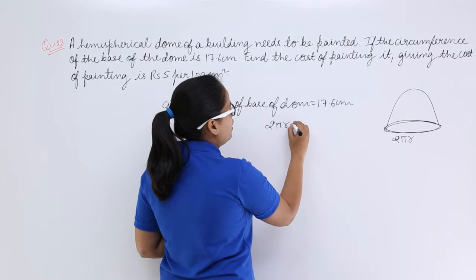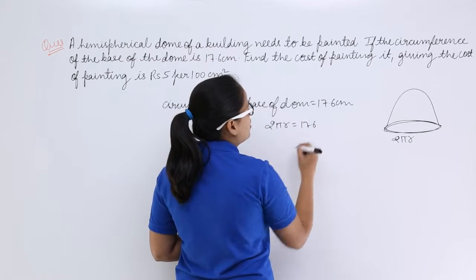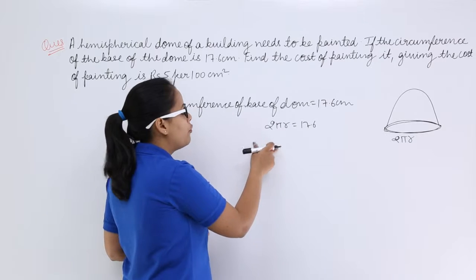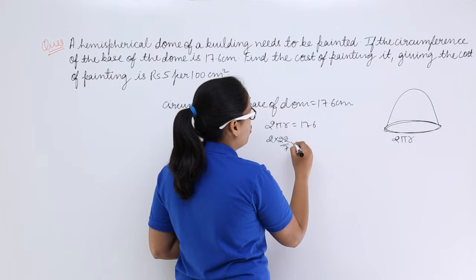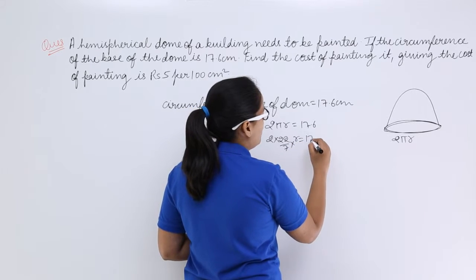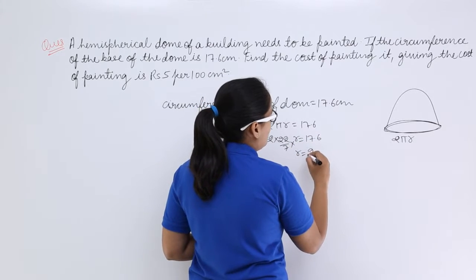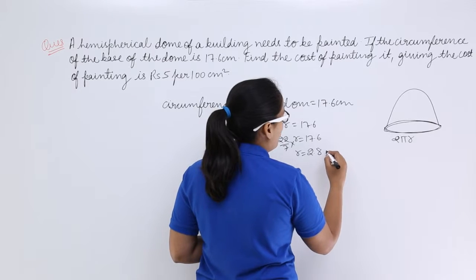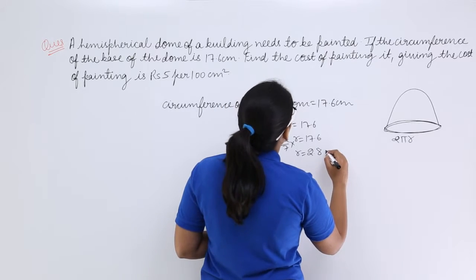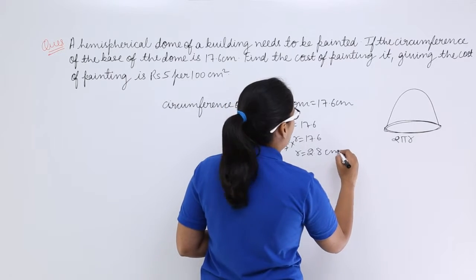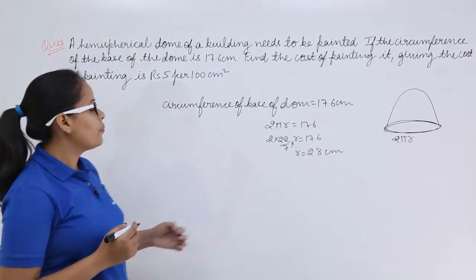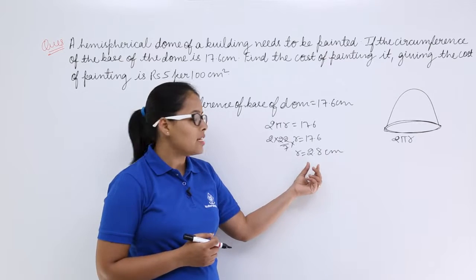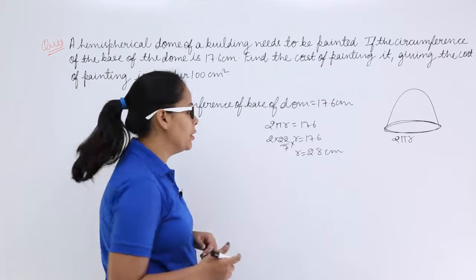So what you'll do is equate the circumference with the formula 2 pi r. The value of pi is 22 by 7, and the circumference is 17.6. When you evaluate this, you'll get 2.8 centimeter as the radius. Now, you will get the radius as 2.8 centimeter.